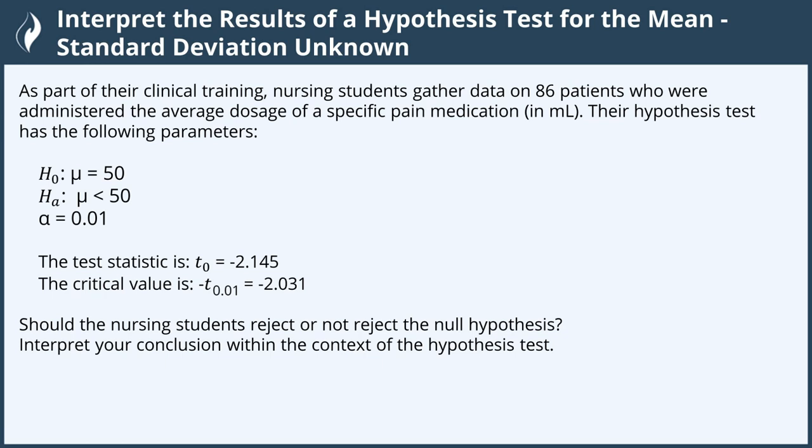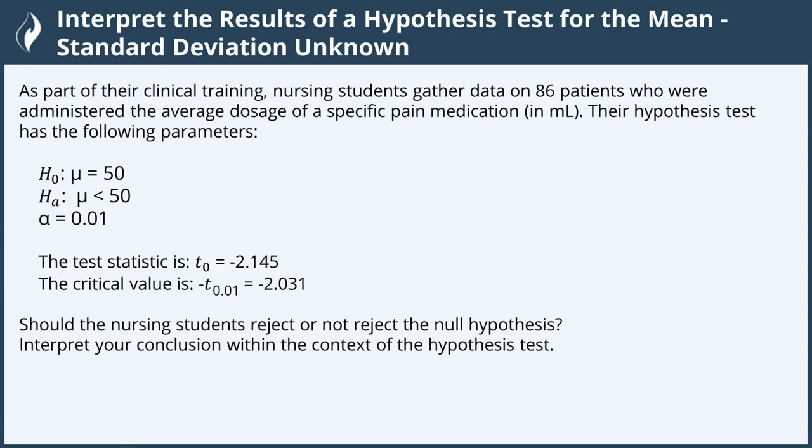The null hypothesis is that the average equals 50 milliliters. The alternative hypothesis is that the average is less than 50 milliliters, with a significance level of alpha equaling 0.01. The test statistic was calculated for us as negative 2.145, and the critical value is negative 2.031. Should the nursing students reject or not reject the null hypothesis? Interpret your conclusion within the context of the hypothesis test.